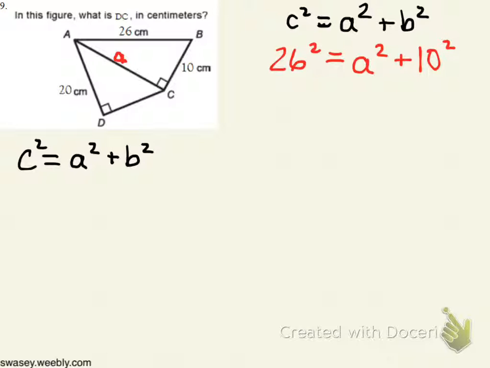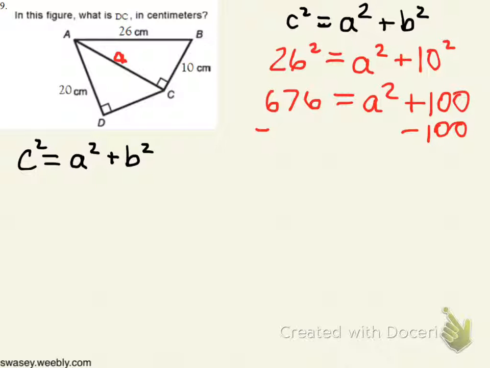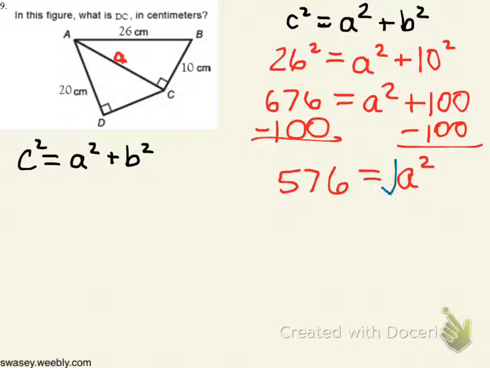So we'll square those. 26 squared gives us 676. 10 squared is 100. Subtract 100 from each side, we get 576. And then to get rid of squared, we'll square root. Only a positive answer makes sense for a side length. And so we get 24 for that side length.